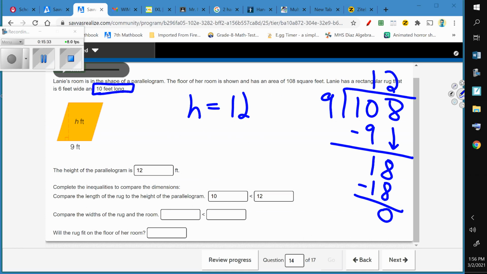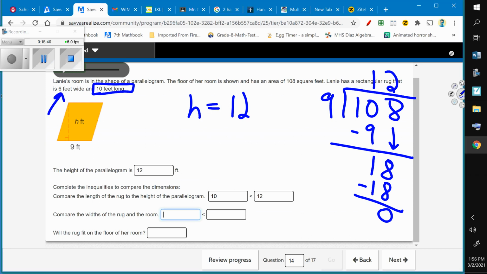Okay, so the widths. The width of the rug, which is first, is going to be this number, 6. And the room, what's the width of the room? It's the other number that we haven't used. It's 9. So will the rug fit in her room? It's a weird question. I think so. I'm going to type yes, since the dimensions are smaller.